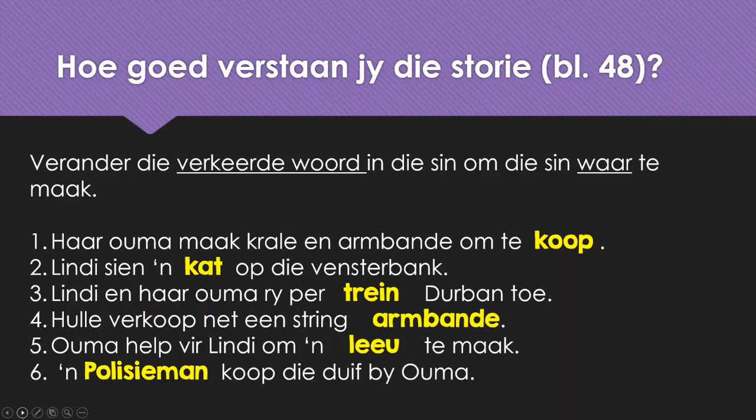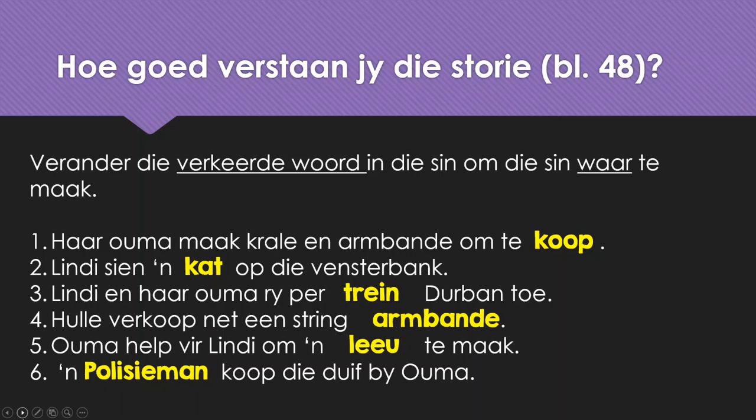Nommer 1. Haar ouma maak krale en armbande om te koop. Now, the incorrect word is koop. It's indicated for us. Om te koop means to buy. Jy moet in die plek van koop die regte woord skryf. In the place of koop, you have to fill in the correct word. Hierdie woord kom uit die storie. This word comes out of a story.